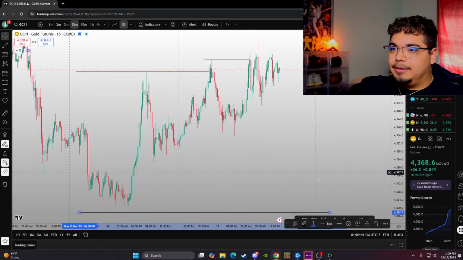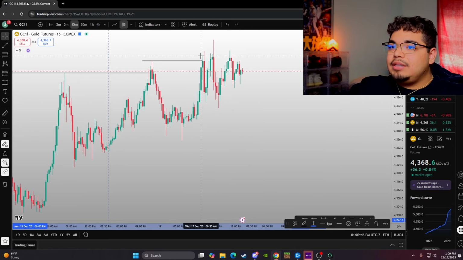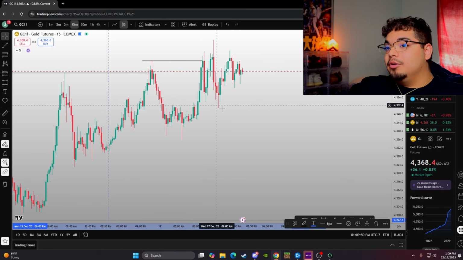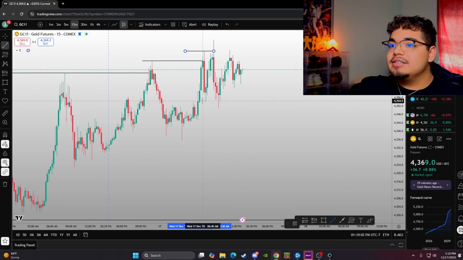Because we're all the way down here, I wait for a break of structure to the downside, right? Now, we made this high and then we made this low. So really what I'm looking for is to then break this high here, right? We break this high and then hopefully we break this low down here to start making that structure to the downside.